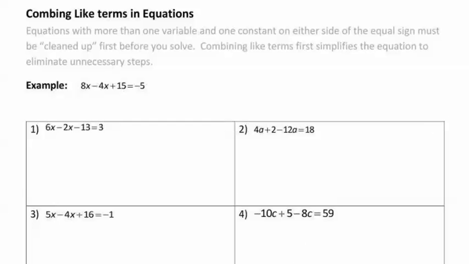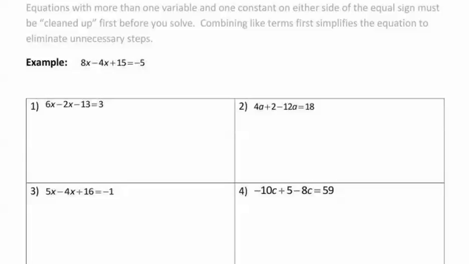Let's talk about combining like terms. Equations with more than one variable and one constant on either side of the equal sign must be cleaned up before you solve. Combining like terms first simplifies the equation to eliminate unnecessary steps. For example, in this problem, you have two terms with x's. So you need to combine these terms so there's only one. 8x minus 4x is 4x plus 15 equals negative 5. Now it's a simple two-step equation.